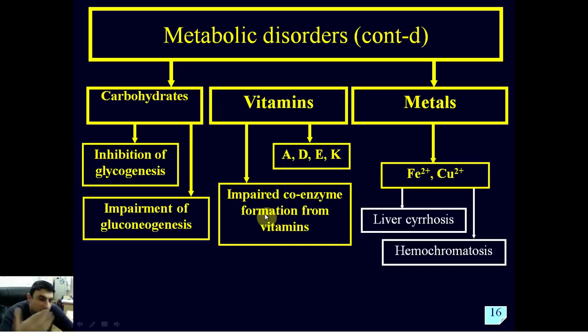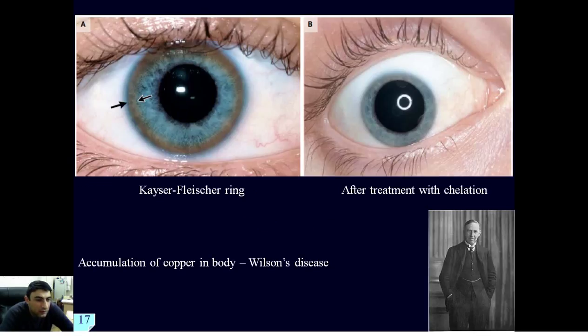So if someone has a demand for repeated blood transfusions, that might cause hemochromatosis, especially if someone does not have iron deficiency anemia, but we think that he has. This is another reason for that.